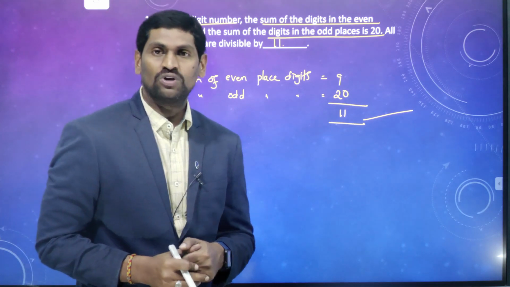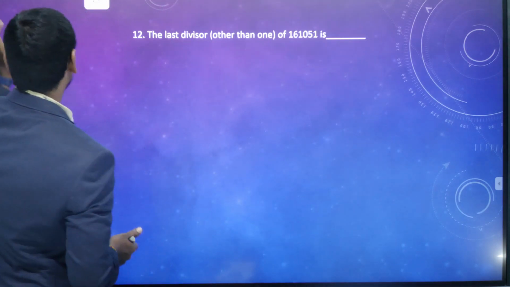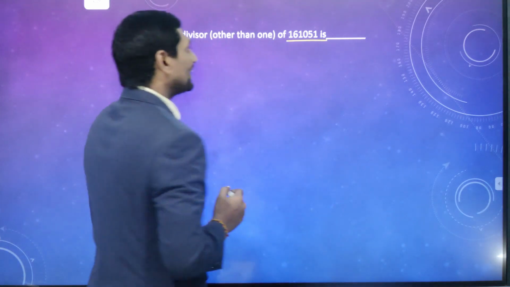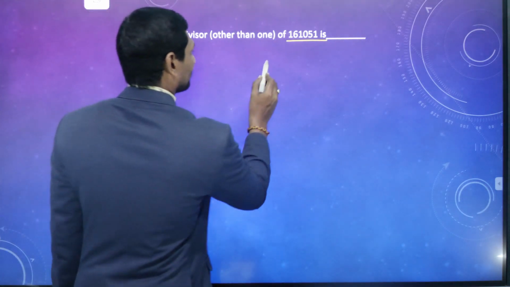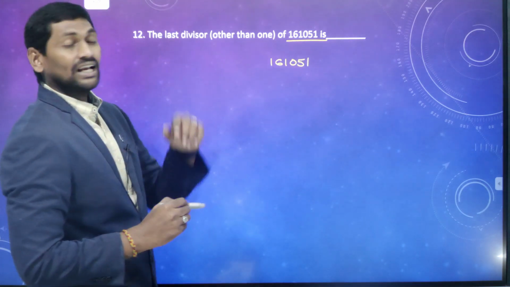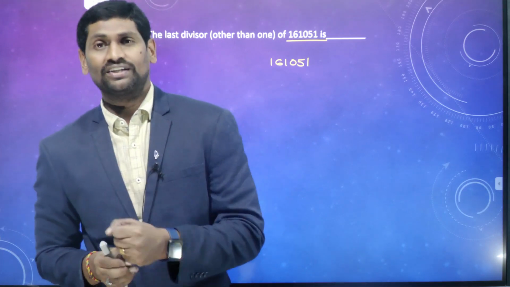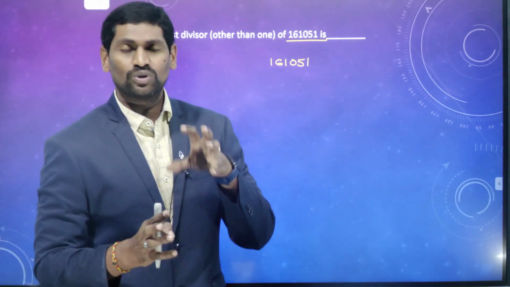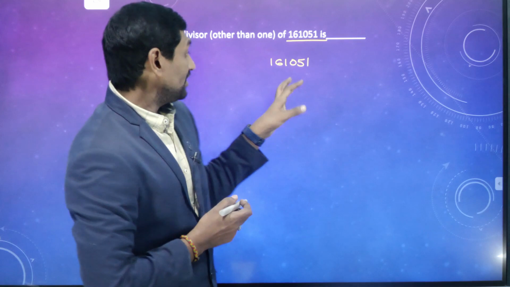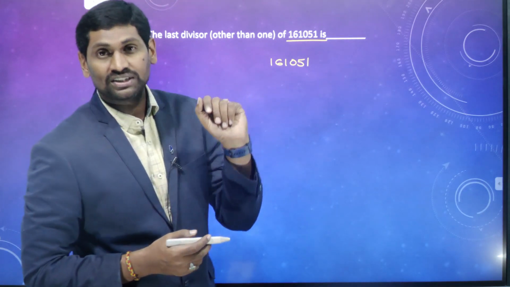Okay. So let us move on to the next problem. The last divisor of 1,61,051. The last divisor: if you take any number, it can have exactly 2 factors, then it is a prime number; more than 2 factors, then it is a composite number. Yes, we had the discussion about prime numbers and composite numbers in previous classes. And here it is asking about the last divisor.